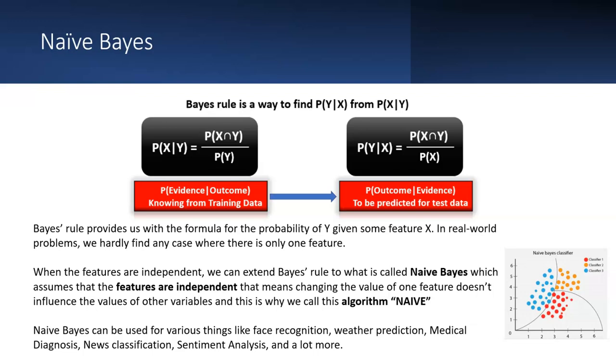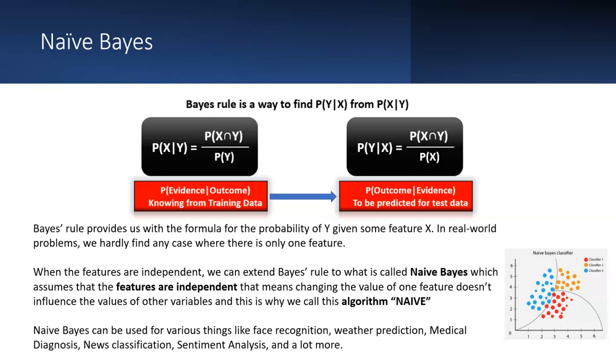In real world problems, we hardly find any case where there is only one feature. And when the features are independent, we can extend Bayes rule to what is called Naive Bayes, which assumes that features are independent. That means changing the value of one feature does not influence the value of other variables, and this is why we call the algorithm naive, right? So this is why the word naive has been derived. Naive Bayes can be used for various things like face recognition, weather prediction, medical diagnosis, news classification, sentiment analysis, and a lot more as well.